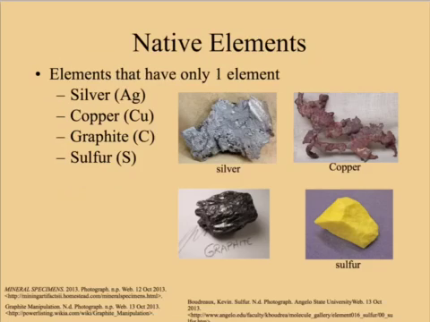Native elements have only one element present. In other words, they only have one capital letter in their chemical formula. So silver has one capital letter, copper has one capital letter, graphite one capital letter, and sulfur one capital letter.